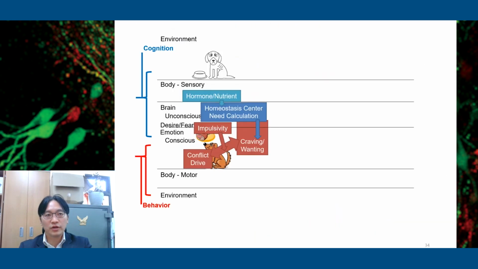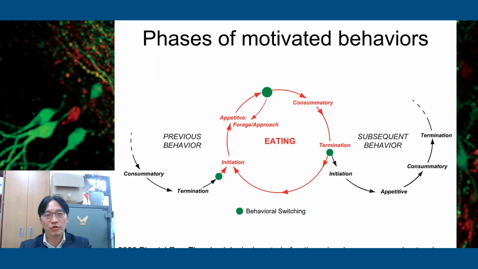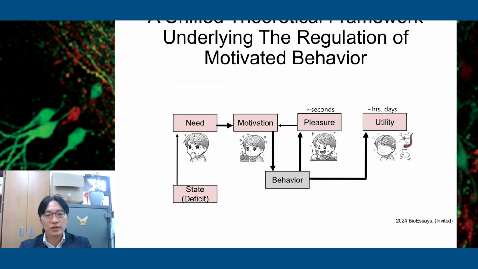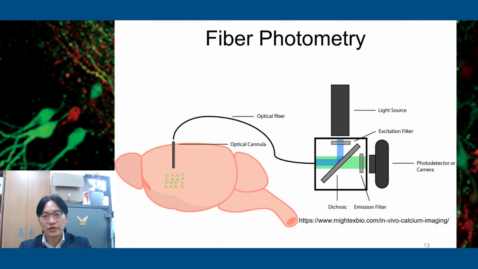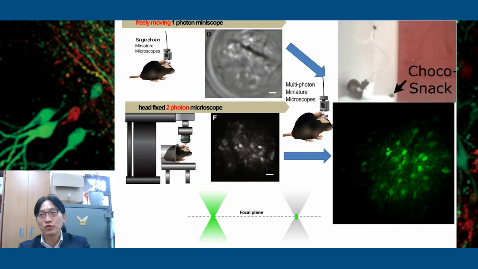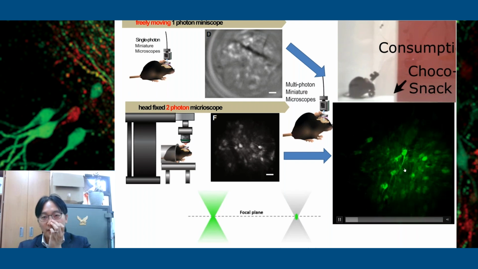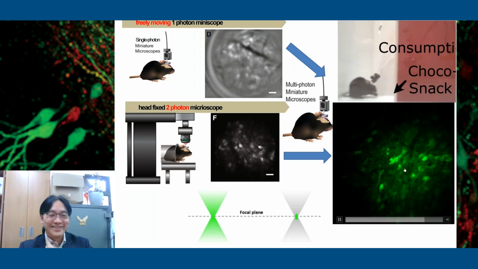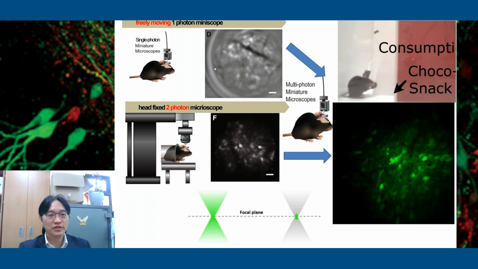For 7-8 years we have been trying to use the one photon miniature microscope, but I think there soon, right? Hisham, soon you will have this freely moving 2-photon microscope, right? So yes, it's going to be released soon, right? This year, very soon. So I have enjoyed this freely moving one photon for more than 5-6 years, publishing good papers.